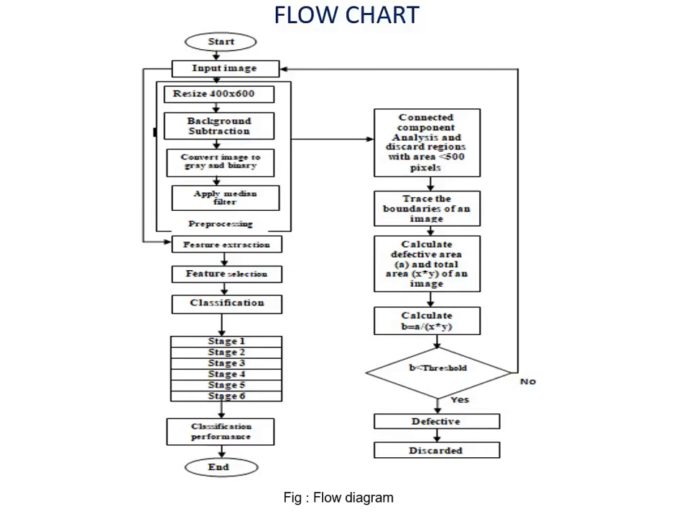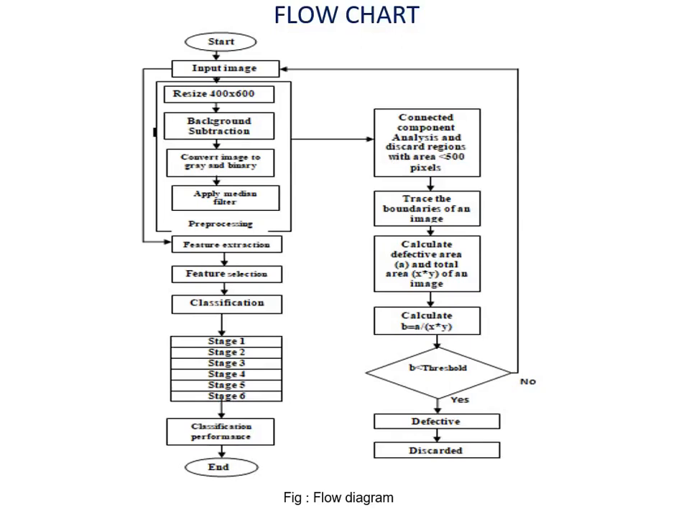After that, we have used connected component analysis. If the area of the connected components is greater than 500 pixels, we trace the boundary of the pixels so that we can calculate the effective area and also the total area. Then we calculate the quality ratio, using the ratio of defective area to total area. By trial and error, we have taken a threshold value of 0.5.